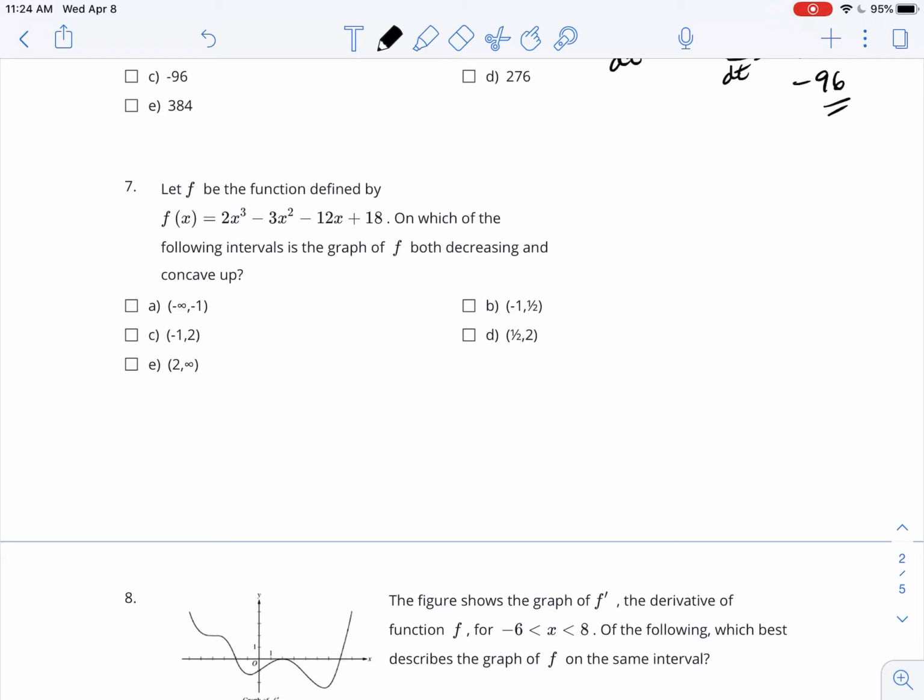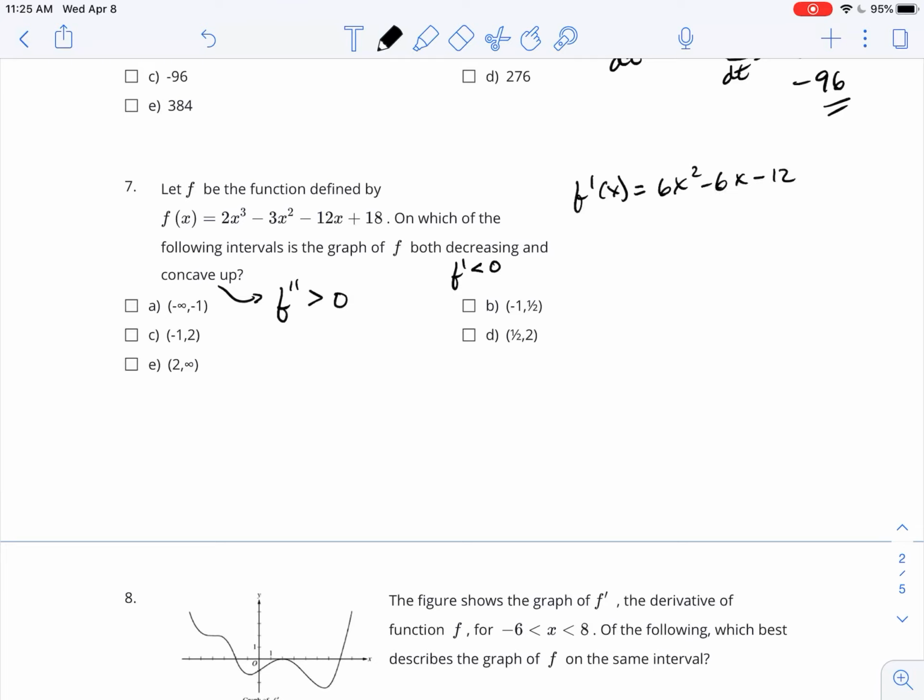Number 7, let f be the function defined by this. On which of the following intervals is the graph of f decreasing and concave up? Okay, so decreasing is where f prime is less than 0, and concave up, that's where f double prime is greater than 0. So we need to do both.